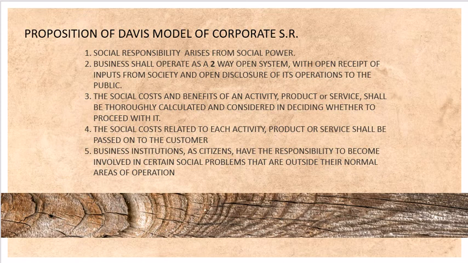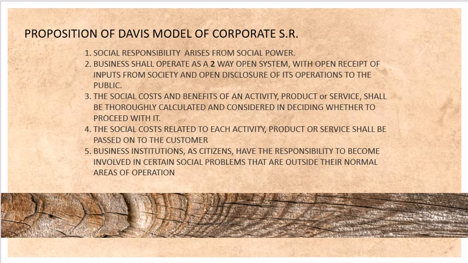For number 4, the social costs related to each activity, product, or service shall be passed on to the customer. This proposition states that business cannot be expected to completely finance activities that may be socially advantageous but economically disadvantageous. So the cost of maintaining the socially desirable activity within the business should be passed on to the customer through higher prices for the goods and services related to this activity.